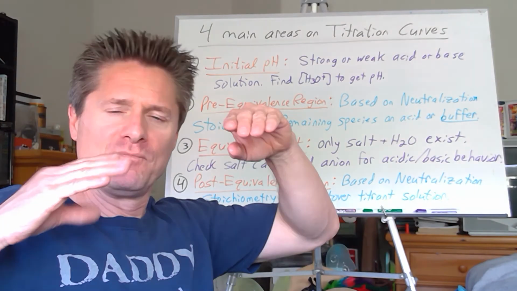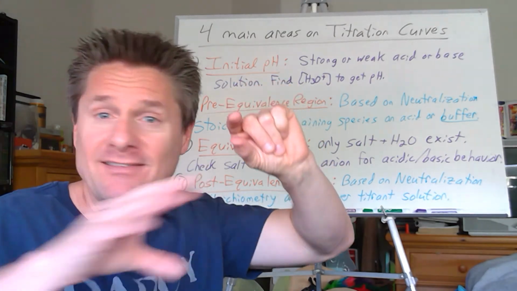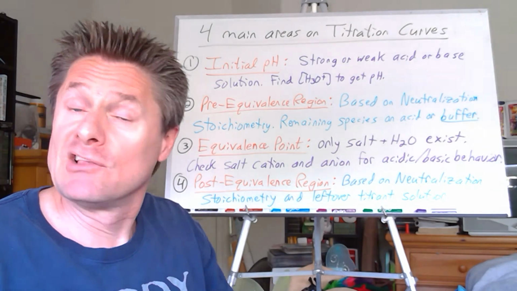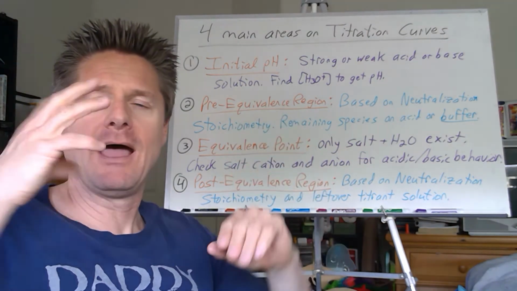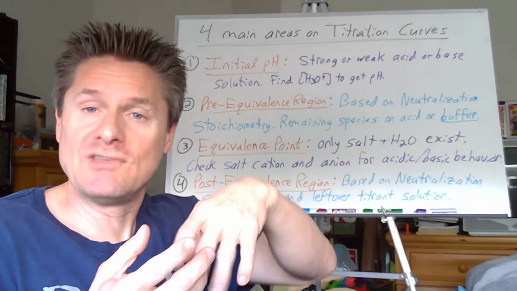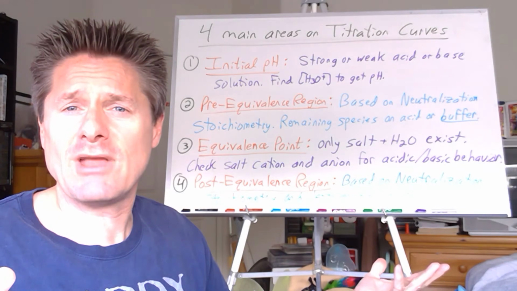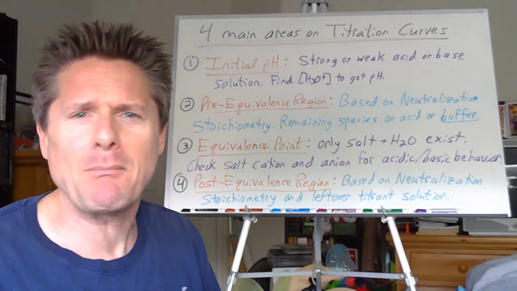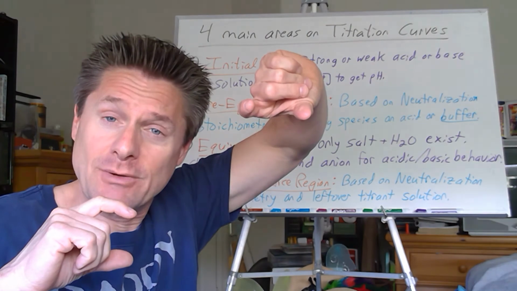Post-equivalence region, now remember, if you started with acid, you've neutralized it with the base, all the acid's gone now, and now if we keep adding base, all we have left is the base solution. So if that's a strong base, you just figure it out using neutralization stoichiometry, right? How much acid did I start with? How much base did I add? How much base was used up to neutralize the acid? How much base is left over? Calculate your OH minus concentration. Take the negative log of that. That's pOH. Subtract that from 14. Wada bing, wada boom, baby. I got my pH.